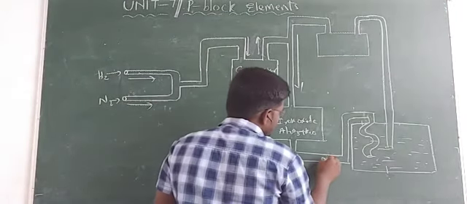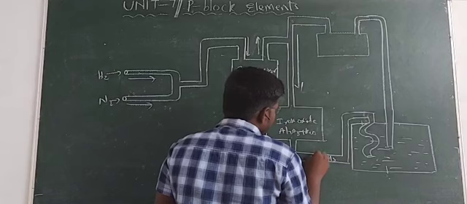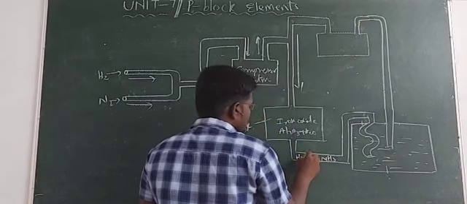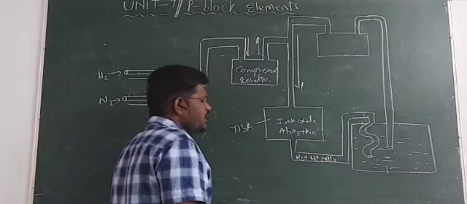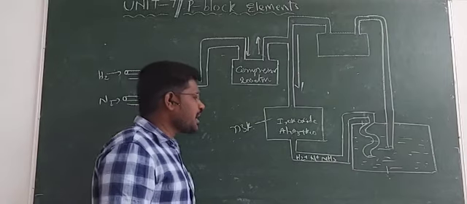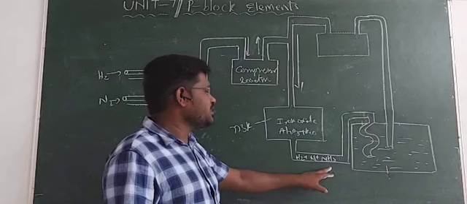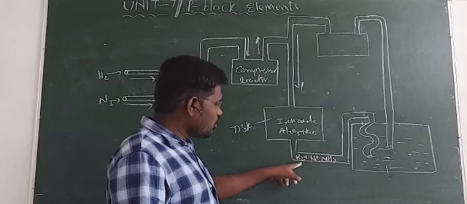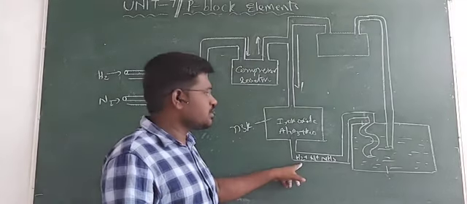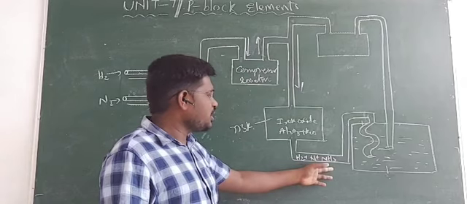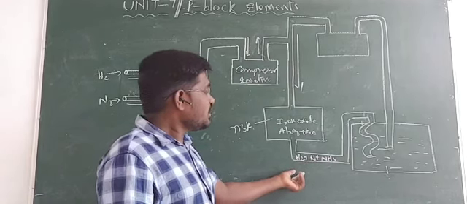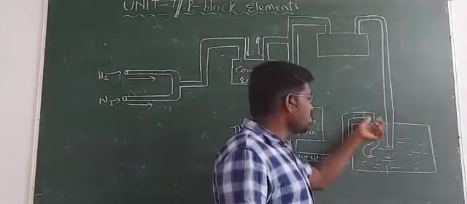So here that is NH3, N2 and next one H2. Here all the N2, H2 molecules won't react together. Few molecules react together to give the NH3, and unreacting molecules are also present in this mixture. Now the mixture of the ammonia, nitrogen and hydrogen is allowed to pass through the condenser.